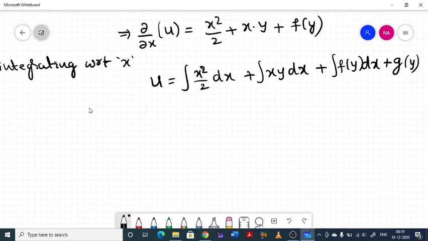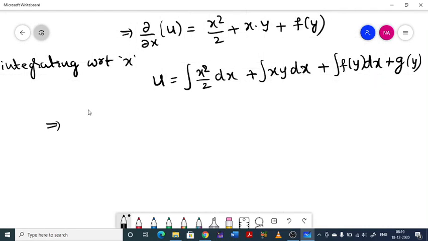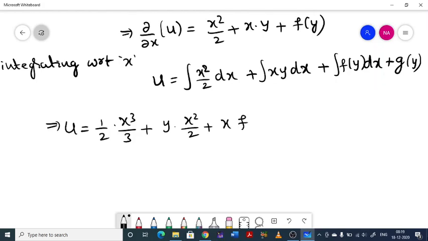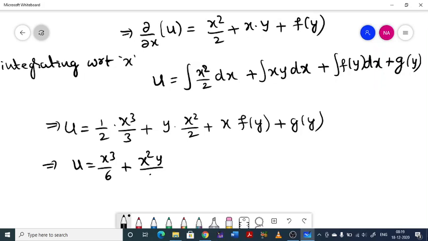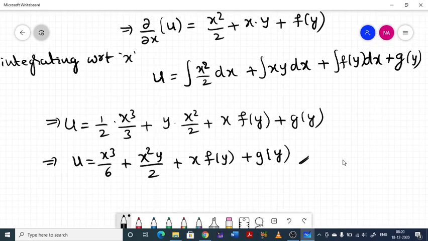So that implies u equal to 1 by 2 into the integral of x square, that is x cube by 3, plus y into the integral of x, that is x square by 2, plus x into f of y, plus g of y. So the solution is u equal to x cube by 6 plus x square y by 2 plus x f of y plus g of y. That is the required solution.